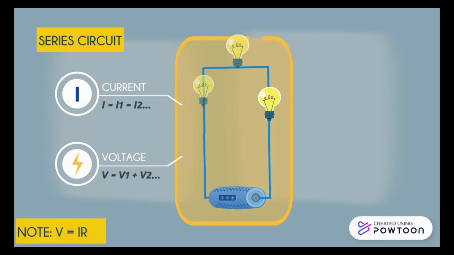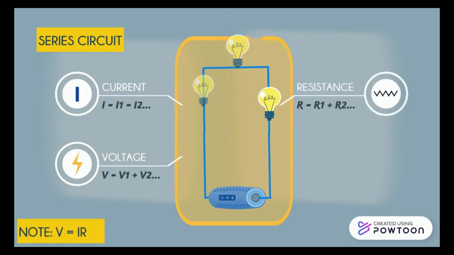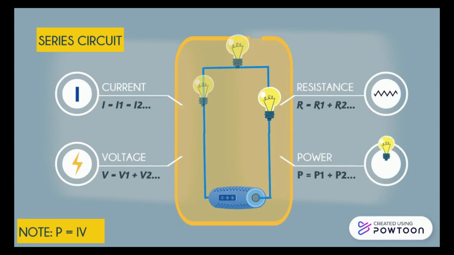As voltage is directly proportional to the resistance and the current is constant, the total resistance is also the sum of the individual resistances. This is also the same to the total power across the circuit. As voltage and power is proportional, the total power is the sum of individual power of each load.